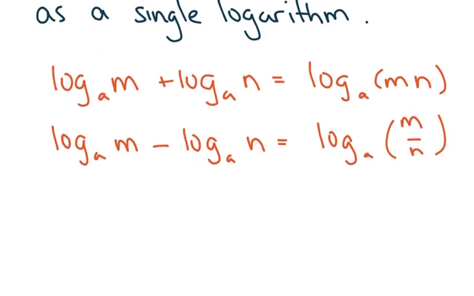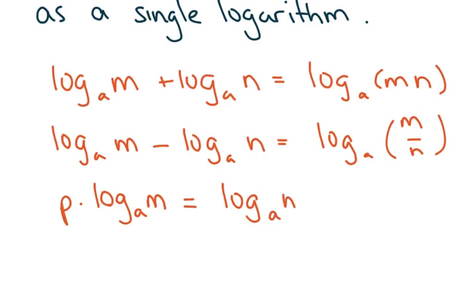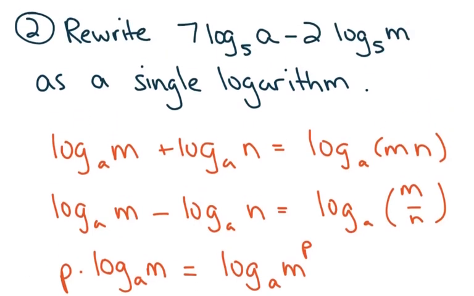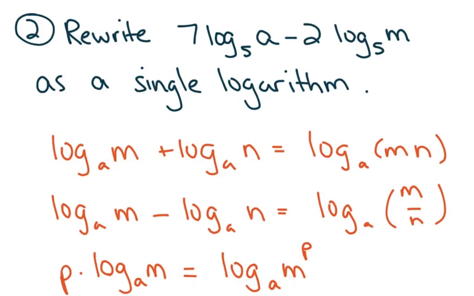If you have a number being multiplied in front of a log, you can get rid of it by making that number the exponent right here. And last but not least, when we're solving log equations, if you have 2 logs with the same base equal to each other, then the logs end up canceling, and these are equal to each other. So we're going to use the properties of logarithms to help us simplify this.